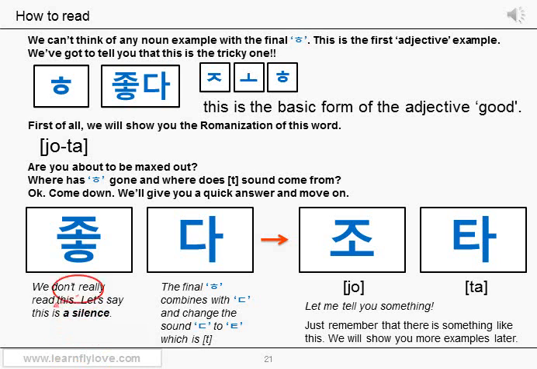You see the final h consonant on the bottom left? We don't really pronounce this. Let's say this is a silence. Or you can think this h consonant in the final moves up to the initial consonant in the next block and it adds one more stroke to the initial of the next block. So the initial of the second block sounds d like d in English originally, but it changes its sound to t like T in English because of the final h consonant in the formal block.